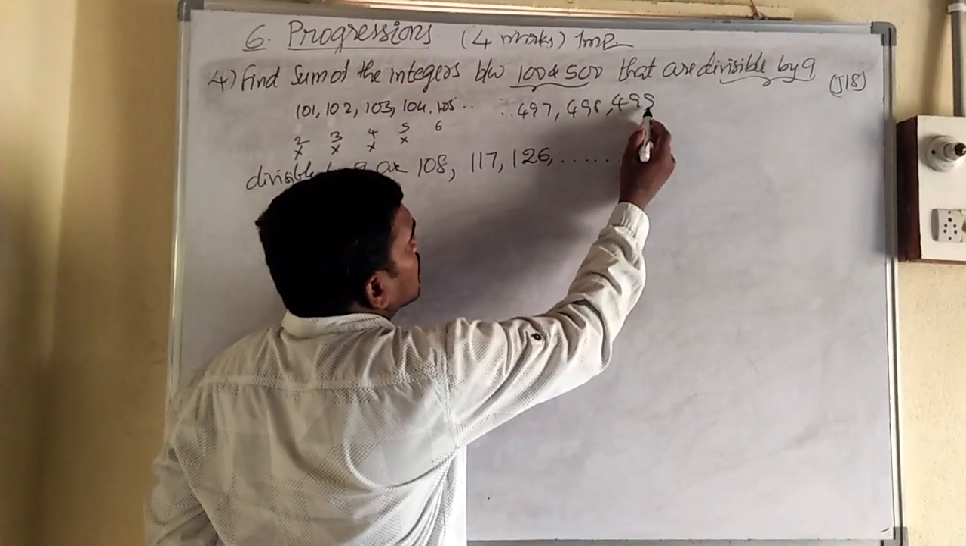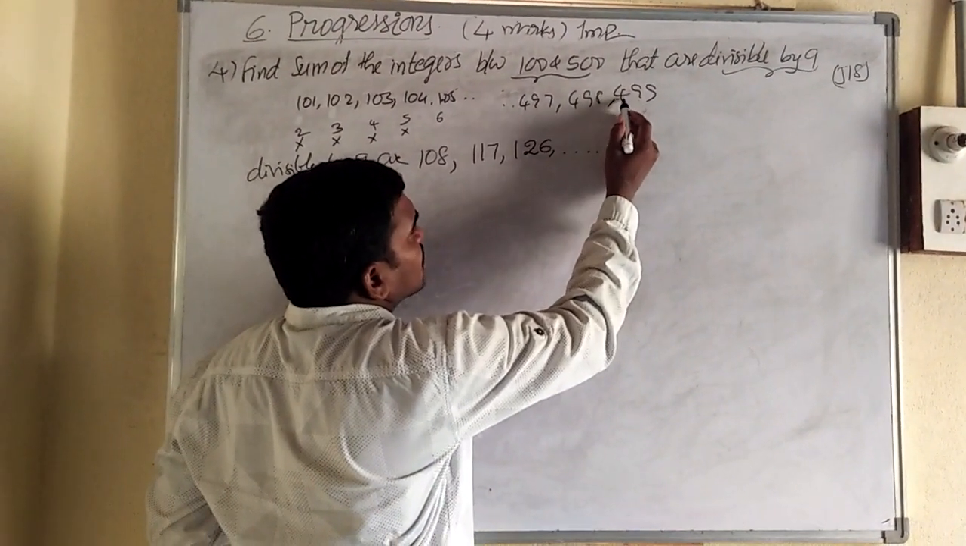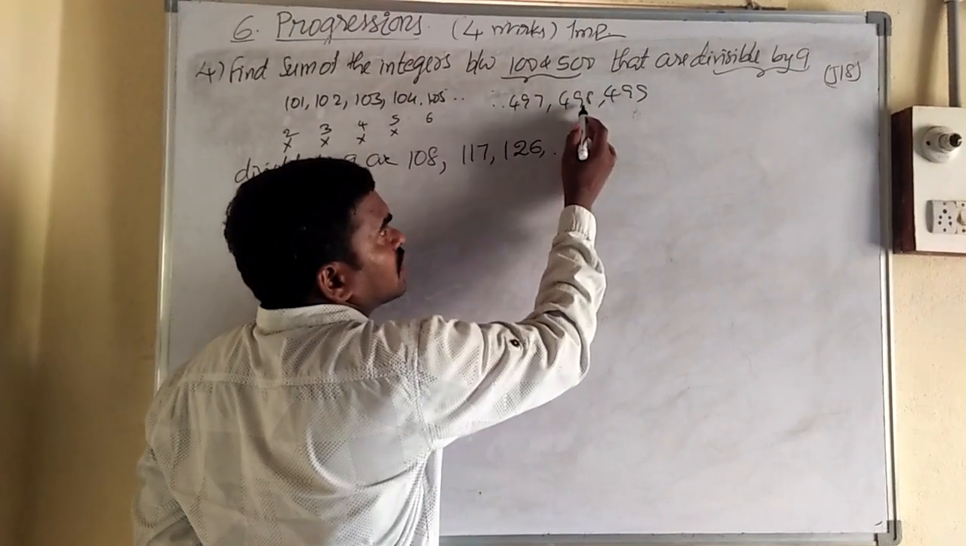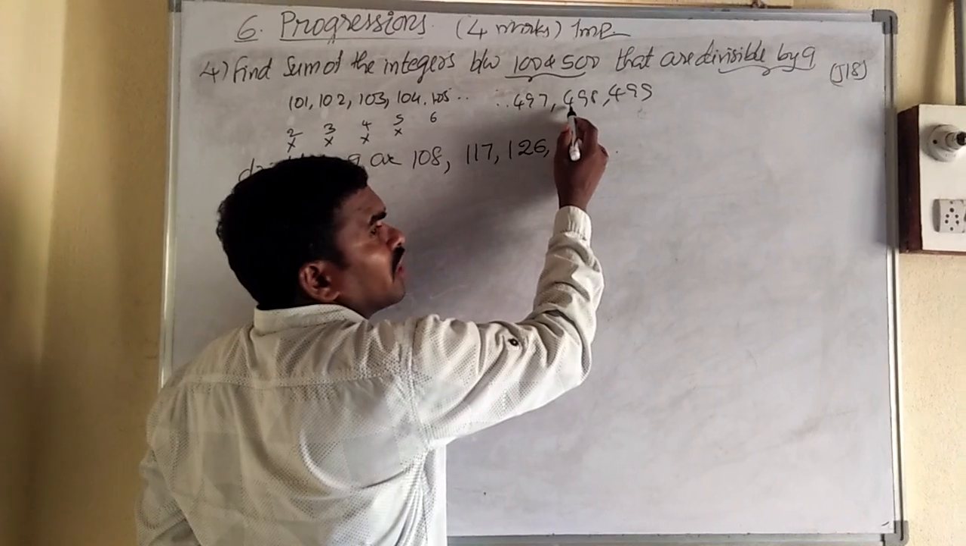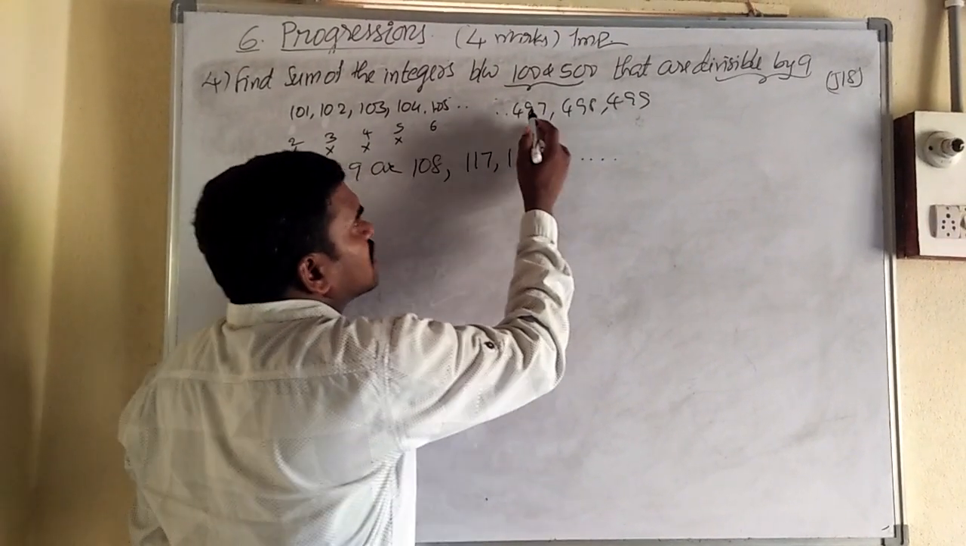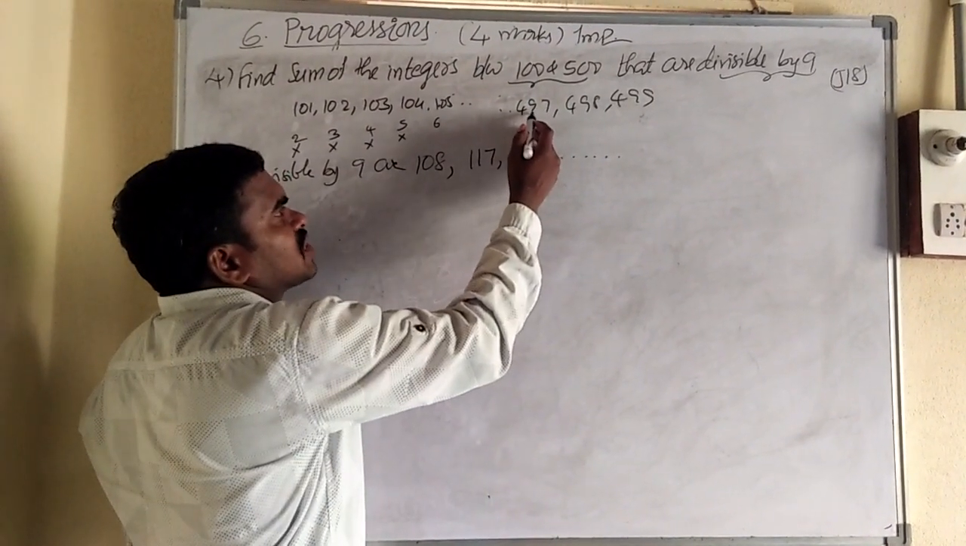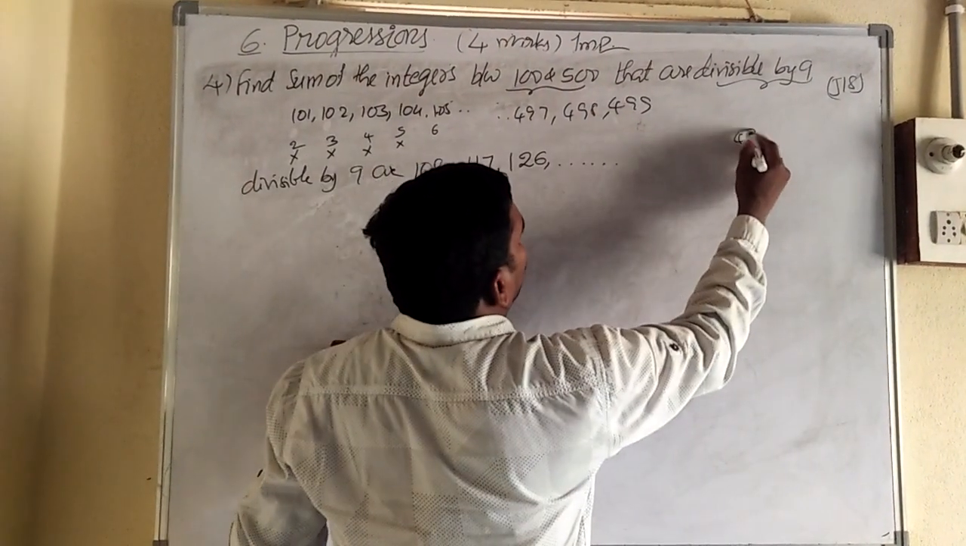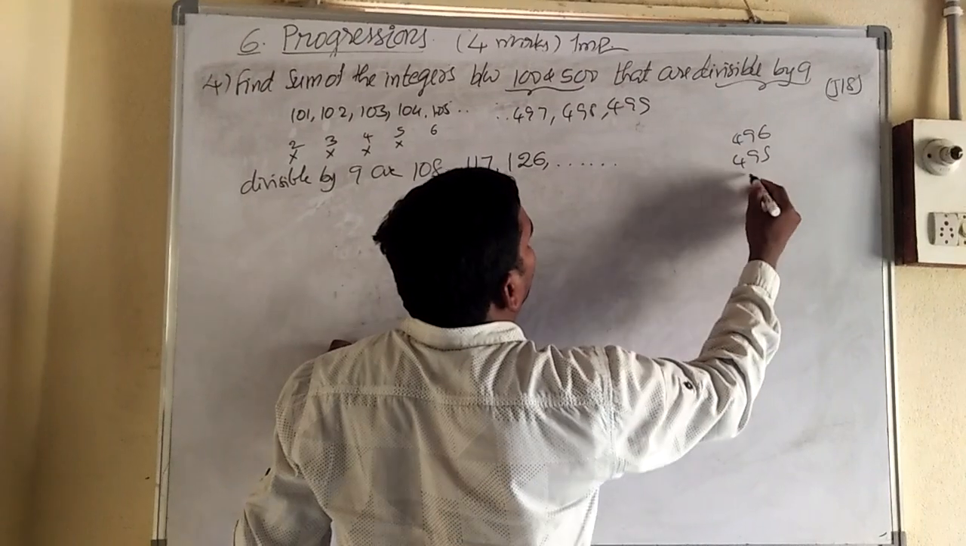Is it divisible by 9? Check it. 9 plus 9, 18. 18 plus 4, 22. No, it doesn't come in the 9 table. Next, 8 plus 9, 17 plus 4, 21. In the 9 table? No, it doesn't come. 7 plus 9, 16 plus 4, 20. Is 20 divisible by 9? No.